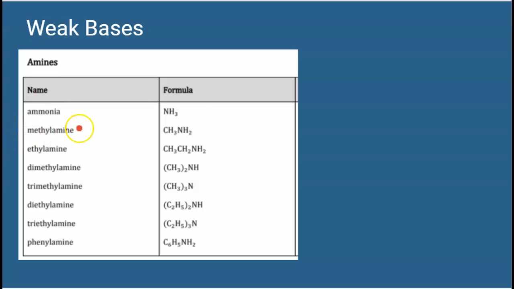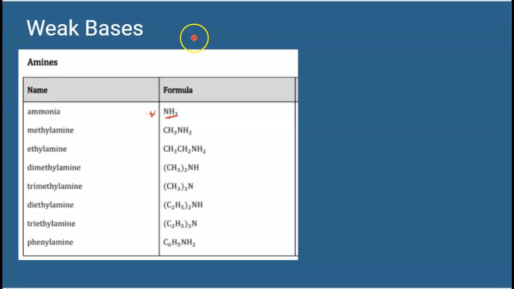This is on page 20 of your data booklet. Ammonia is one of the most common to use because it is, one, easy to work with when you do instruction, but number two, it's just very common in industry and elsewhere. So when you are writing the dissociation, as it were, for a weak base, it's important that you recognize everything is going to happen at this NH2 or NH3 or NH.